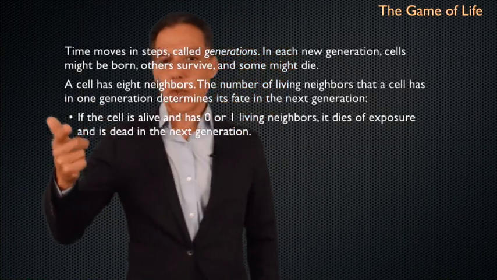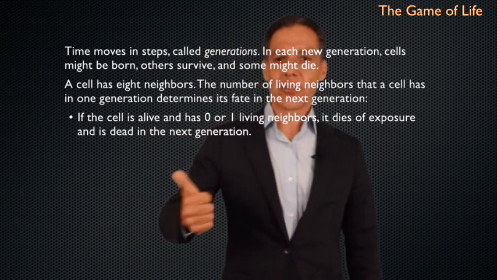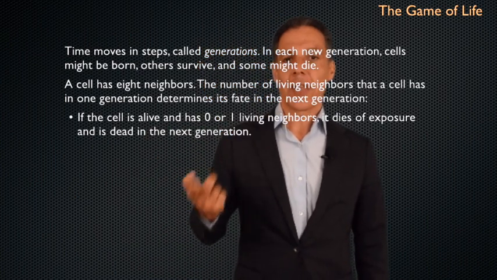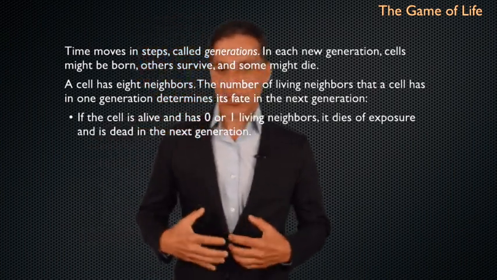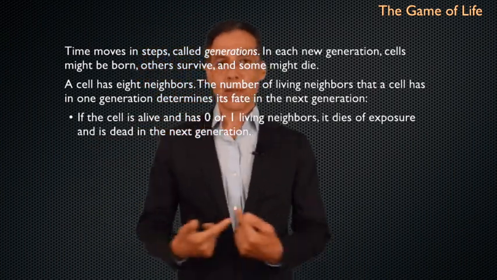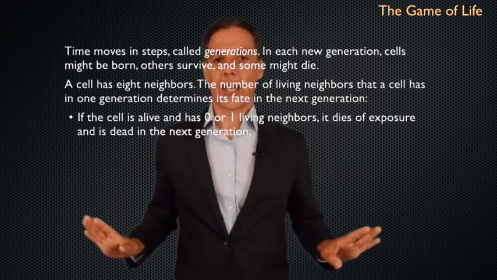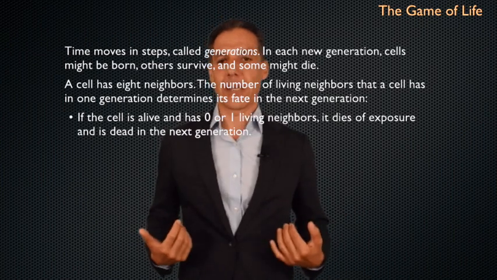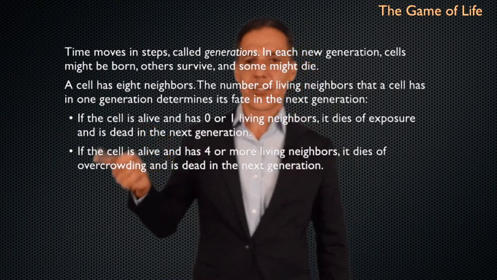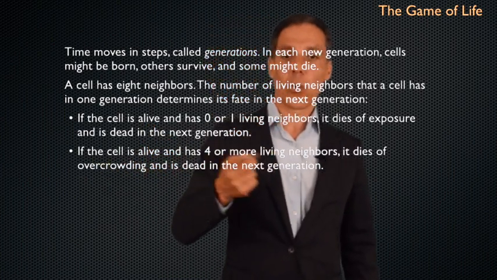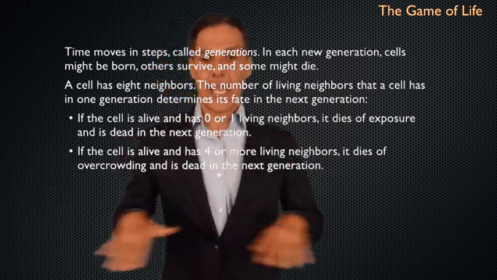Now, here are the rules. If the cell is alive, so it's rendered as blue, and it has 0 or 1 living neighbors, then it dies of exposure and is dead on the next generation. So I'm a cell, I look around me, nobody around me is alive, or only one person's alive, I die of exposure, I don't have enough protection from my neighbors. Okay, rule number 1. Rule number 2, if the cell is alive and has 4 or more living neighbors, it dies from overcrowding. Way too many people around me, and I am now dead.